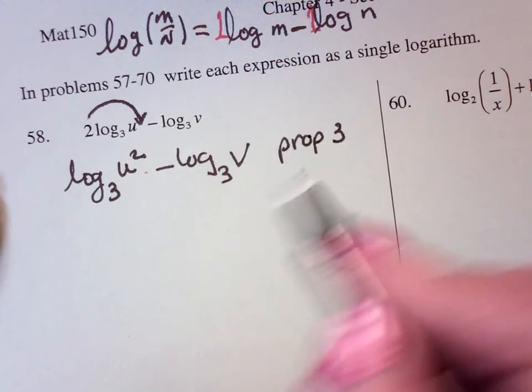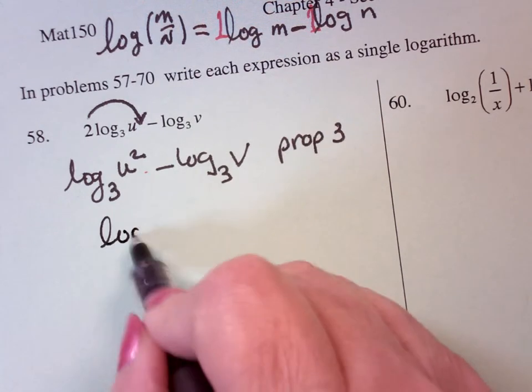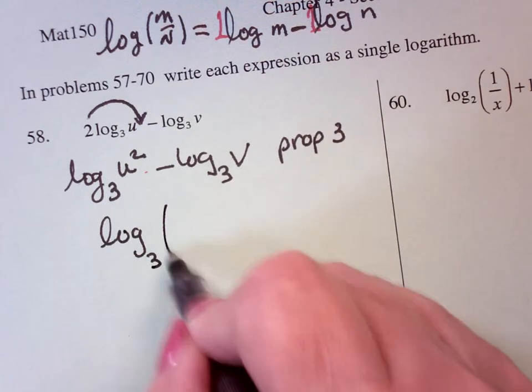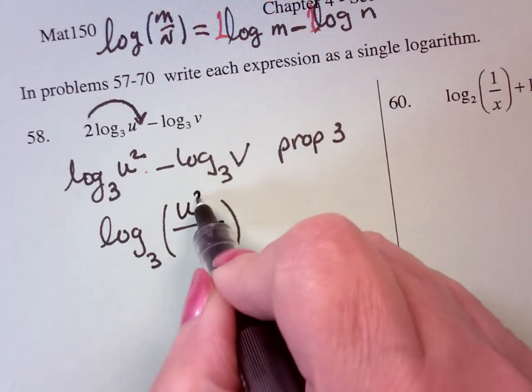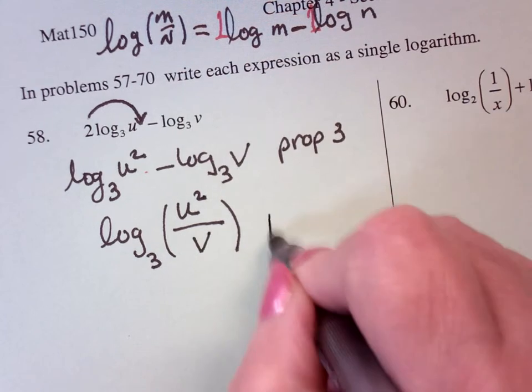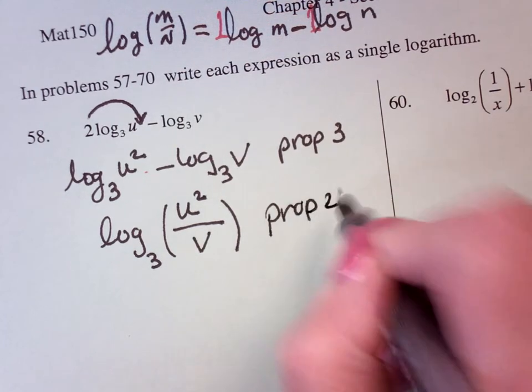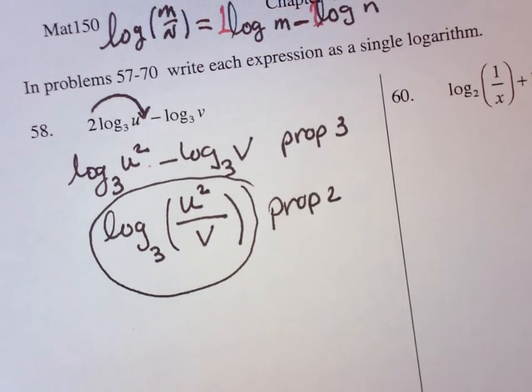and then a subtraction turns into a division, so we're looking at then log base 3 of, the numerator is the first term, denominator is the second. And then that's your final answer with it being brought back together.